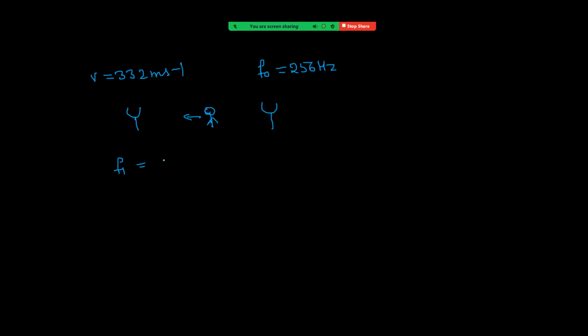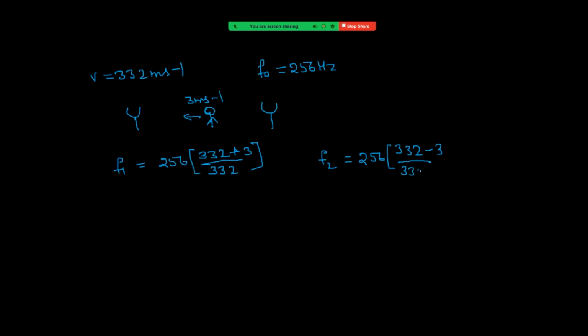F1 equal to F naught, 256. In the first case, moving toward the tuning fork, it is V plus 3, right? His velocity is given as 3 meter per second. So (V plus VL), velocity of listener, by V, that is 332. That is F1, right? Coming to the other frequency, take it as F2. It is F naught, (332 minus 3) by 332. Now he is moving away from the source, that's why minus 3. The source is not moving, so it is simply 332.